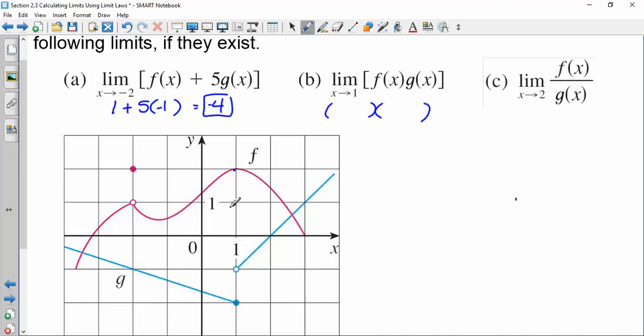All right, B, as x approaches 1. So x equals 1 is right here on my graph. What's the limit of f, the pink one? 2. What about g? It doesn't exist, does it? Because the left and right don't match up. So if one piece doesn't exist, the entire thing does not exist.